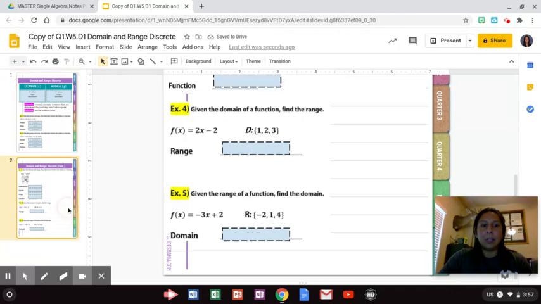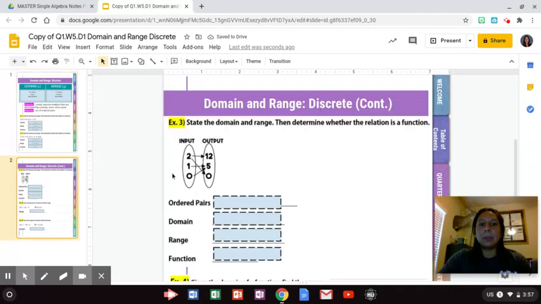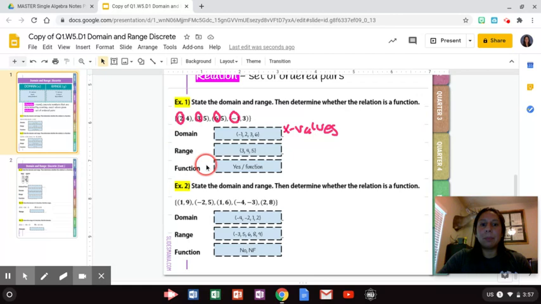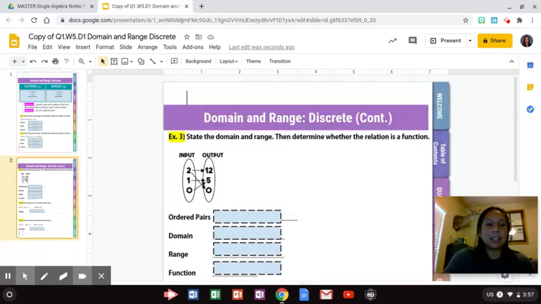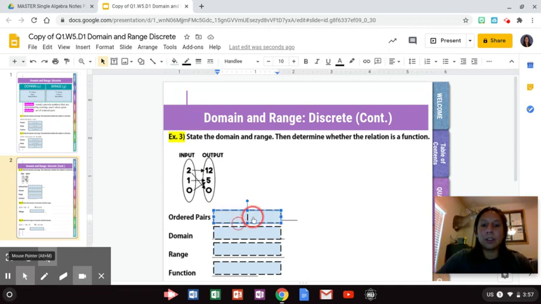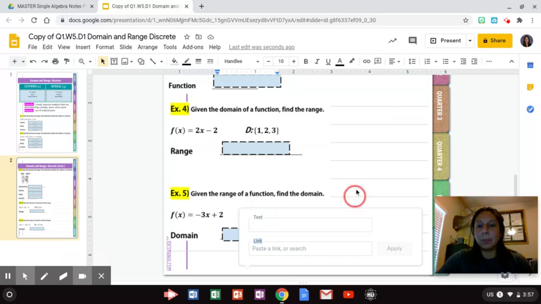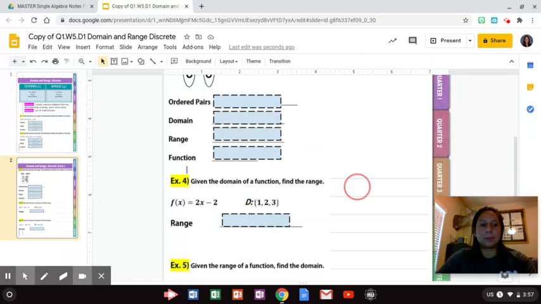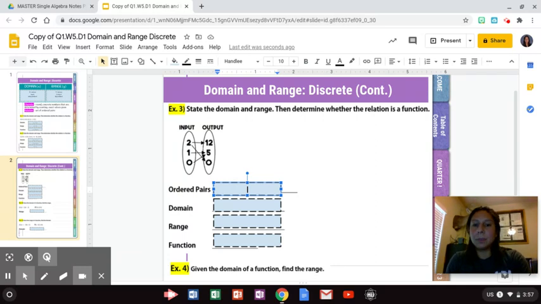Page 2. We are continuing with what we just did, and my goal is to figure out on example 3 the domain and the range. And again, we list them in order, least to greatest, and we don't repeat. So starting with our ordered pairs. Ordered pairs are a list of your numbers. So when I list my numbers, I still have to use my brackets to show that I am inputting my values.